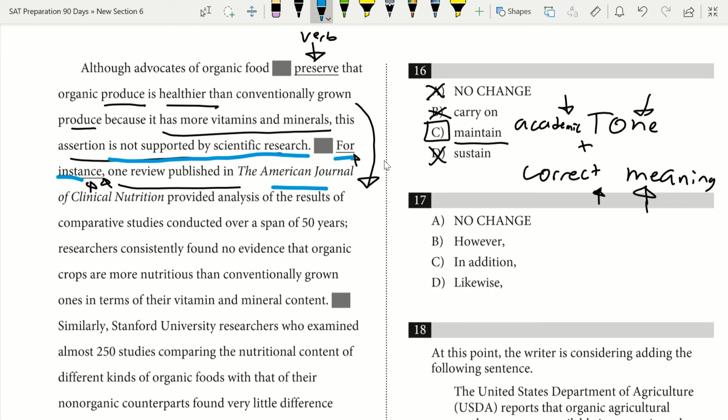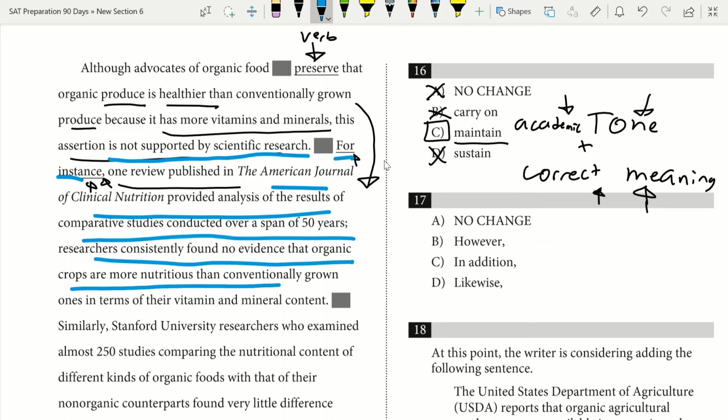We have one review published in the American Journal of Clinical Nutrition providing analysis of the results of comparative studies conducted over a span of 50 years. Researchers consistently found no evidence that organic crops are more nutritious than conventionally grown ones in terms of their vitamin and mineral content. Okay, that is supporting the claim that we made in that previous sentence. Now, since we are supporting our claim, we want to use the word for instance. Okay, we're supporting what we just said. So our answer for 17 there is going to have to be answer choice A. Now, we wouldn't say however because that's contrast. We wouldn't say in addition because we're not adding anything on. We wouldn't say likewise because the two things aren't similar.